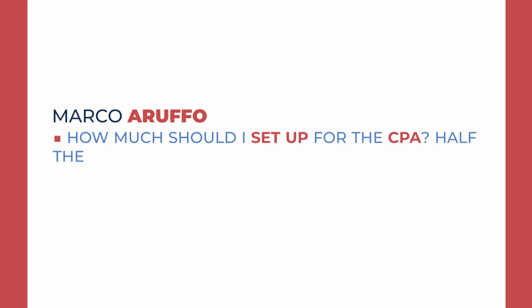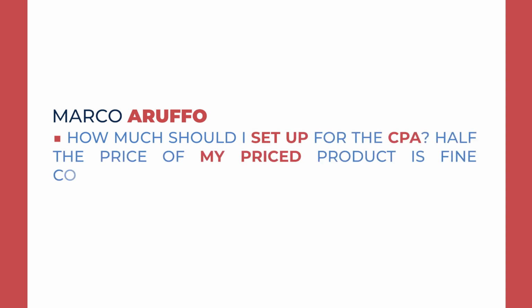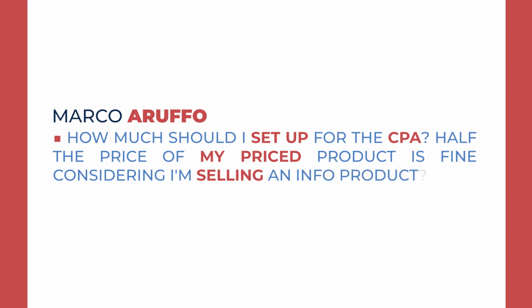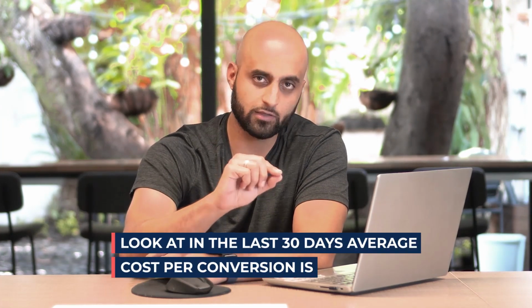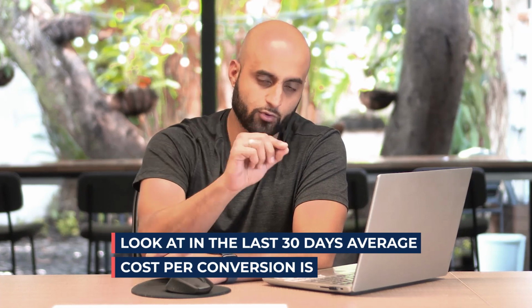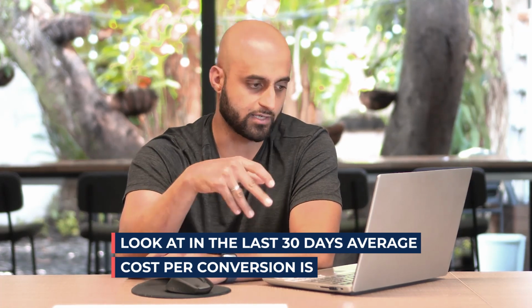So there's that question. How much should I set up for the CPA? Is half the price of my product fine, considering I'm selling an info product? That all depends on what your cost per conversion is right now. You want to find a balance with the target CPA of what you have. Like if your cost per conversion is, let's say, 30, and you have that column set up, look at the cost per conversion column, take the last 30 days, and set it around that same figure that you have there and see if that fires for you.